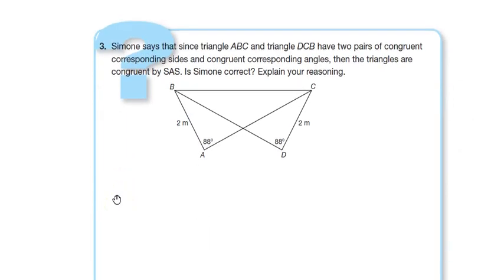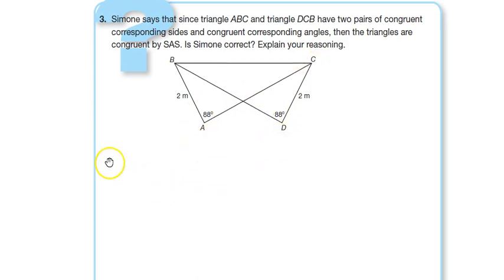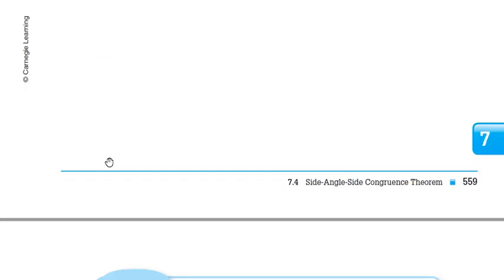And so now the question is, because we have a shared side, BC, and then we have a pair of congruent sides, BA and BD, and an angle that's congruent, 88 and 88 here, A and D, Simone is saying then they must be congruent. Remember that the angle has to be between the included sides, and side BD and side AC are not proven congruent, so we can't use this angle. So I think you should be able to figure out about Simone using that information.